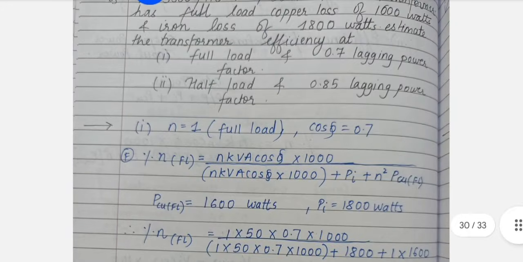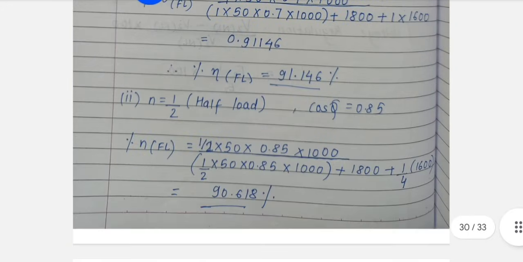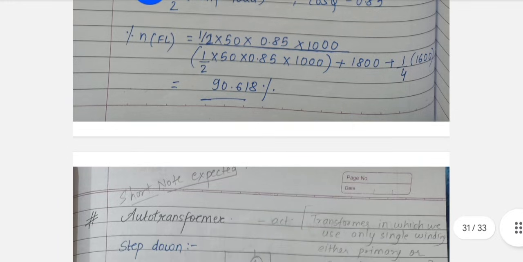Then the second is for half load. So half load means N is equal to 1 by 2 and cos phi is 0.85. By using the same formula, just by putting N equal to 1 by 2, you will get 90.618%. This will be your final answer.